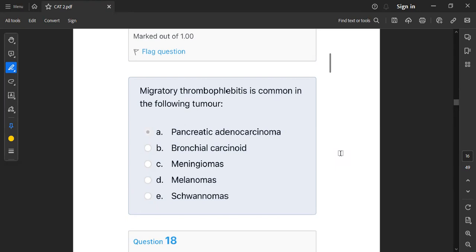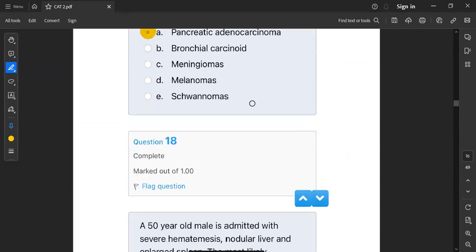I don't think there is more to explain there. We can move to the next question. I think that's pretty straightforward. Migratory thrombophlebitis, that is pancreatic adenocarcinoma. That is what you call the Trousseau syndrome.